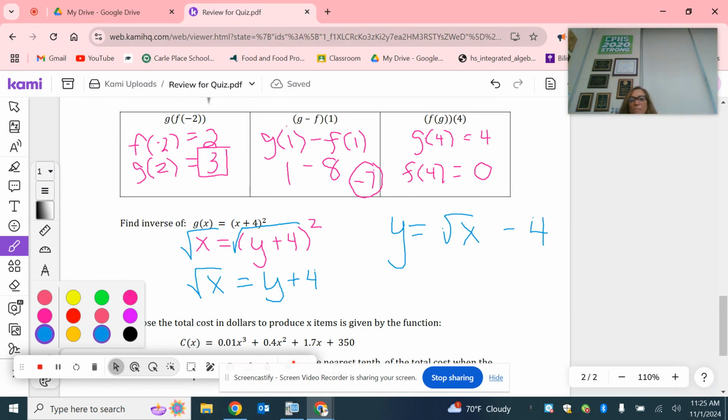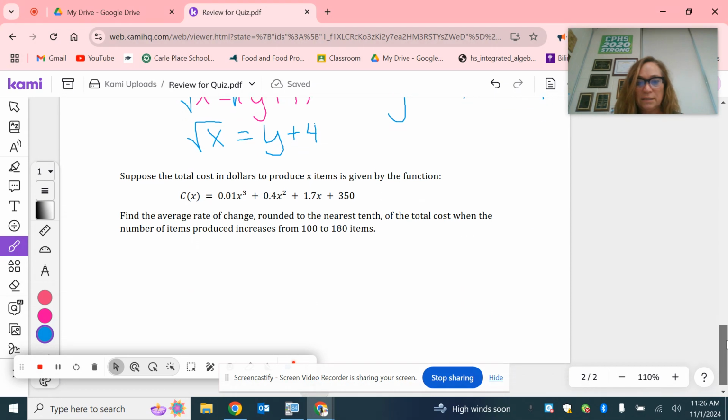Okay. Now, you can type both of those into your graphing calculator and just look and see if it's symmetric to that line y equals x. Also, on square roots, you have to restrict the domain, so it would also restrict what values you use, but that is, I do not believe, on the quiz.